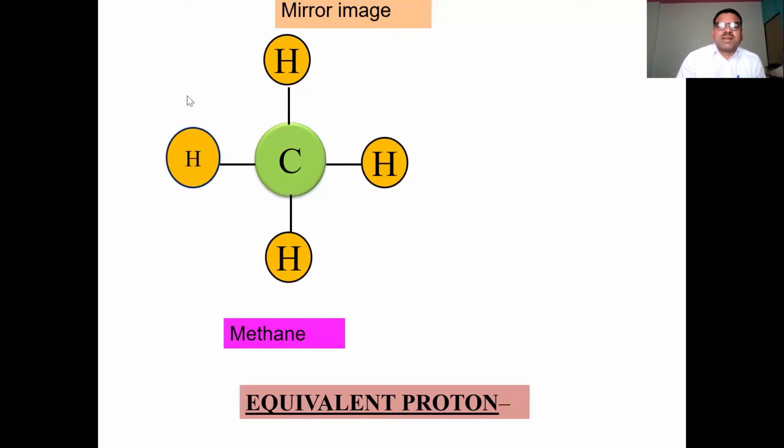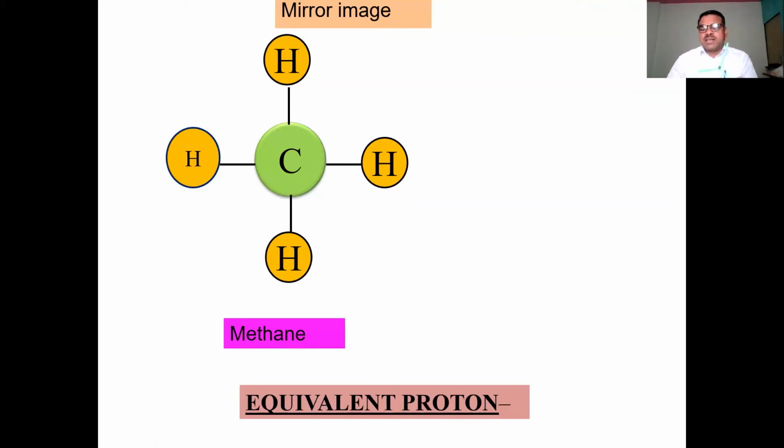All hydrogens attached to the methane molecule are equivalent. It means that the first hydrogen is similar to the second hydrogen, the second is similar to the third, the third is similar to the fourth, and the fourth is similar to the first. All hydrogens are the same, so whatever hydrogens are in the methane molecule, all are equivalent. All hydrogens have a similar or same environment.